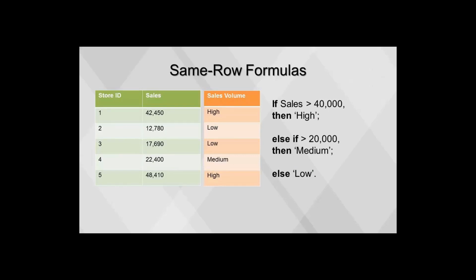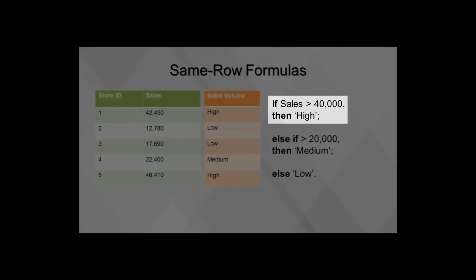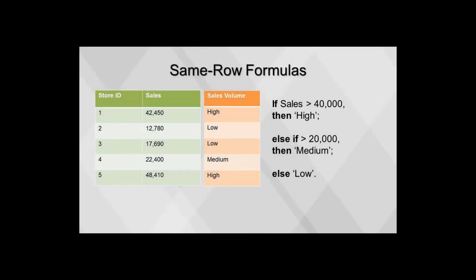In this table, we compute sales volume with if-then logic. If sales is greater than 40,000, then high. Else if sales is greater than 20,000, then medium. Else low. This formula begins with testing the first condition, if sales is greater than 40,000, and if it is true, the first outcome, high, will be assigned.